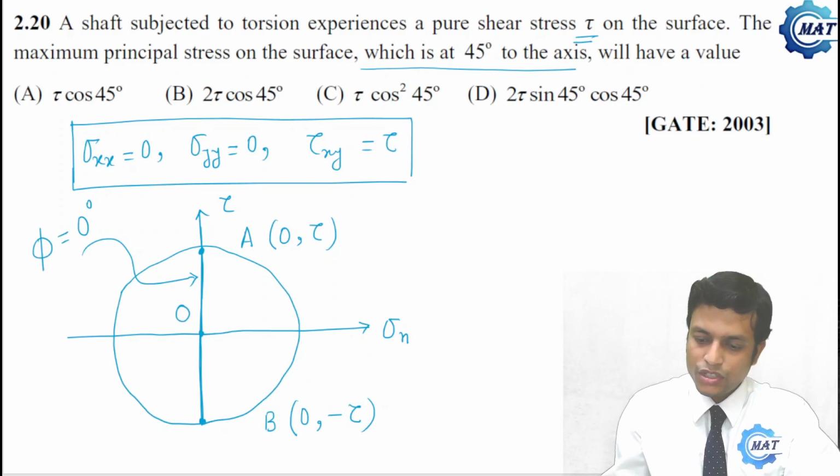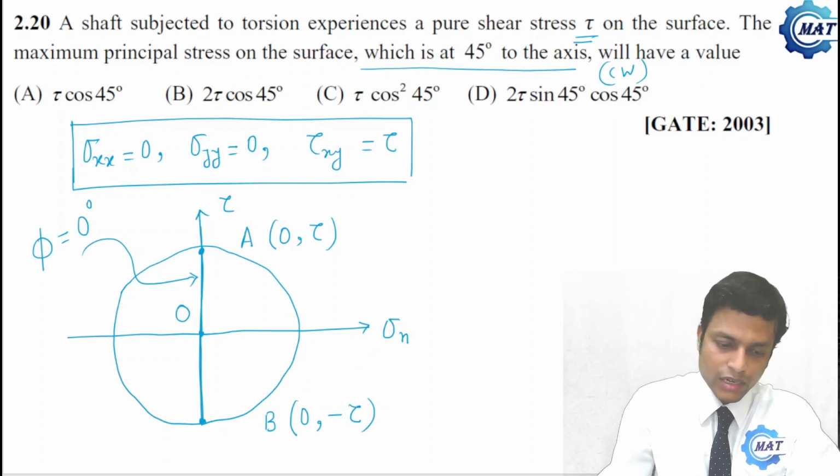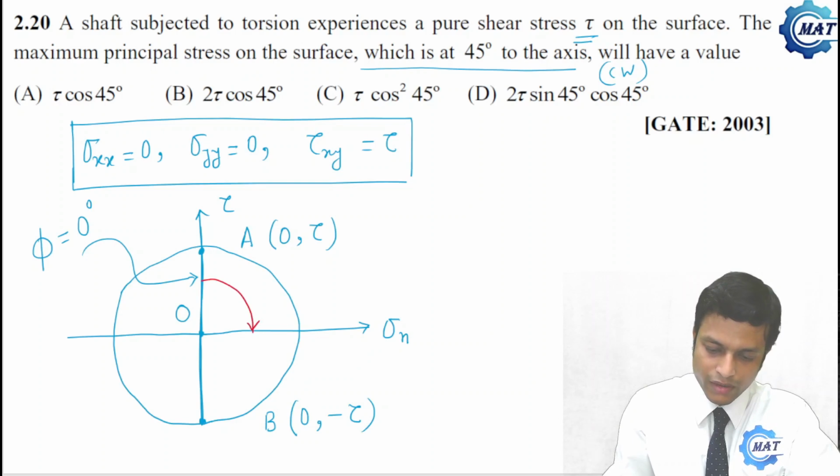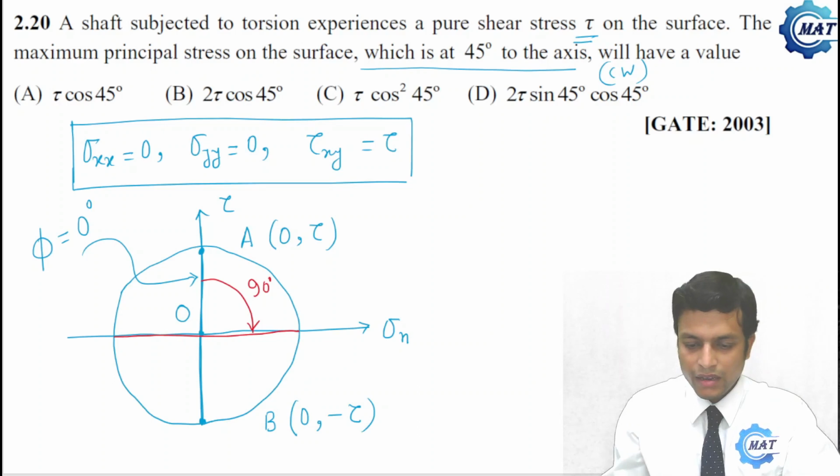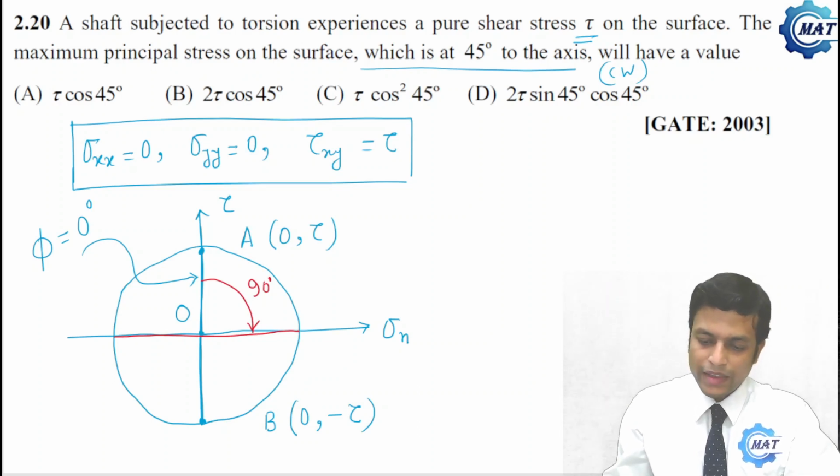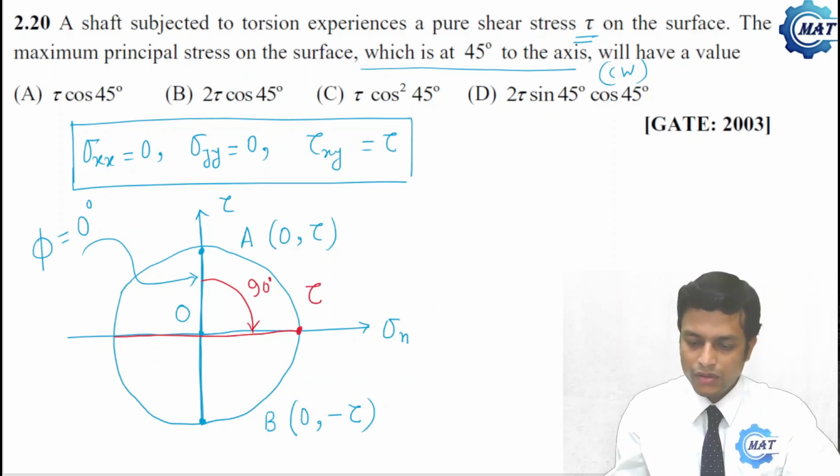Now the maximum principal stress on the surface, which is at 45 degrees to the axis: if we take 45 degrees in the clockwise direction, then on the Mohr circle we have to go 90 degrees, because in the Mohr circle the angles become doubled. So if we take 90 degrees, then we get this plane. On this plane principal stresses occur, and the value of the maximum principal stress here will be tau, because the radius of the circle is tau.